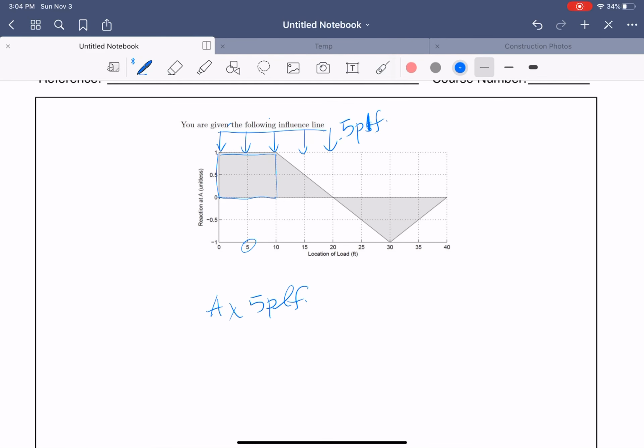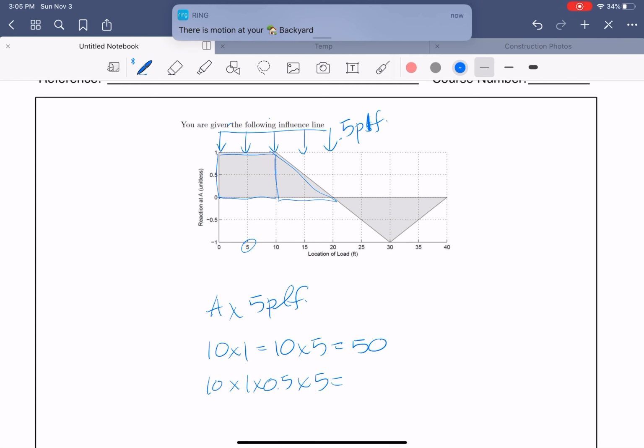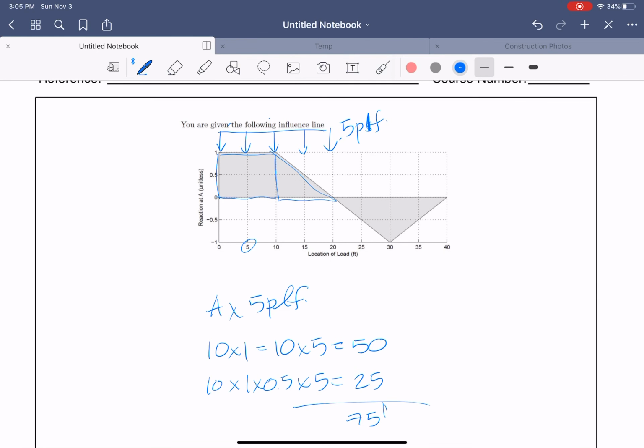So that is 10 times 1, which is 10, times 5, is equal to 50. And right here we have half of that, which is really going to be 10 times 1 times 0.5 times 5, which is equal to 25. So total is going to be 75 pounds.